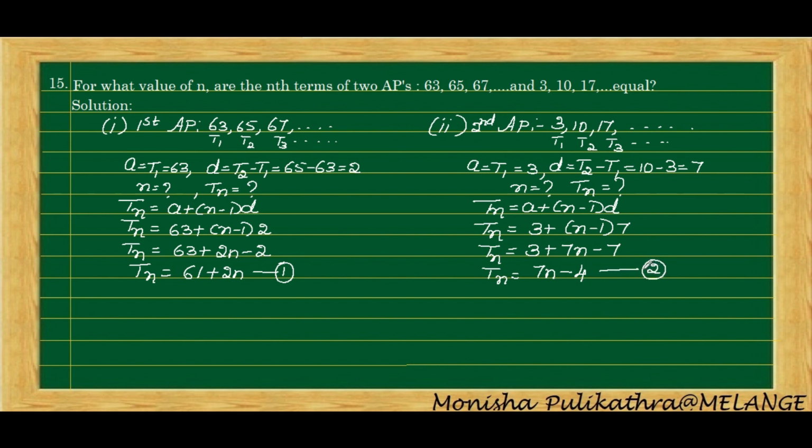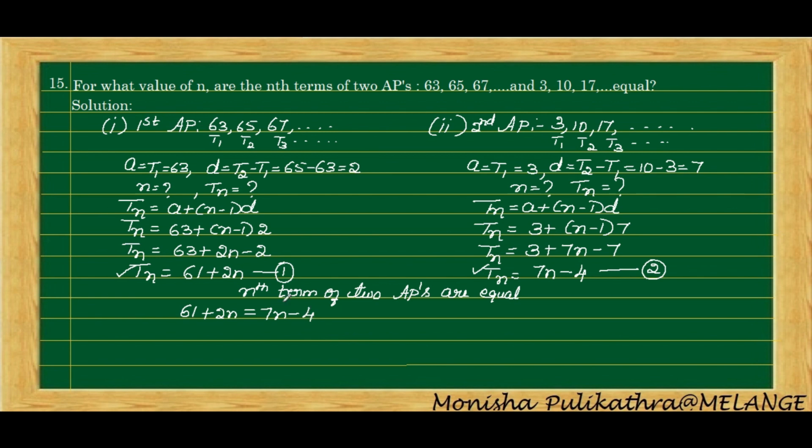So next, as per the question, they have given that the nth terms of the two APs are equal. That is, this Tn is equal to this Tn. The nth terms of the two APs are equal. So we can equate equation 1 and equation 2 to each other. That is 61 plus 2n is equal to 7n minus 4.